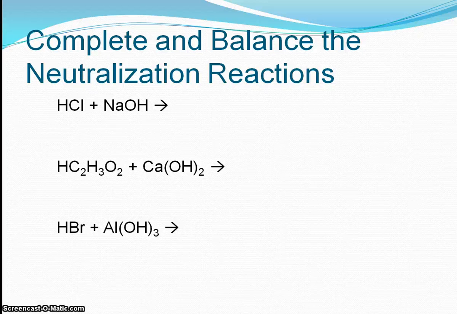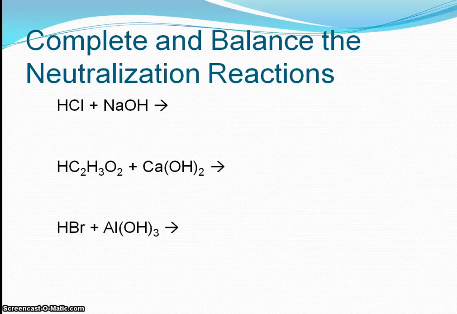But you need to cross your charges. So calcium is +2 and acetate is -1. So you need to put parentheses around that C2H3O2 and bring the +2 down. So your final answer is Ca(C2H3O2)2. Then you just have to go back and balance it.